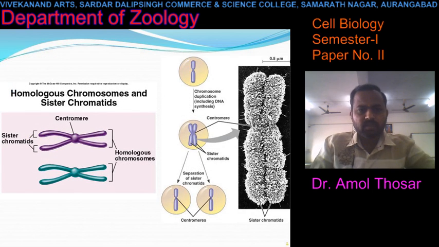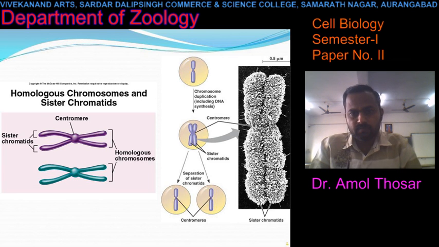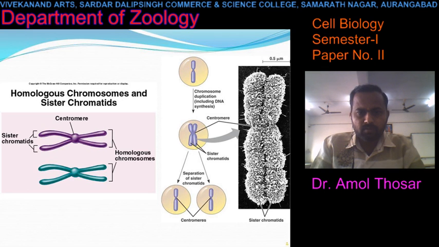Then there is the structure of chromosome. These are the homologous chromosomes and sister chromatids. There are the centromere and the chromatids, tetrad, sister chromatid. They are also homologous chromosomes. The chromosomes are duplicated, including DNA synthesis, with the centromere, like this. This is an image from scanning electron microscopic imaging. Then these chromosomes are divided into two daughter chromosomes, with separation of sister chromatids.